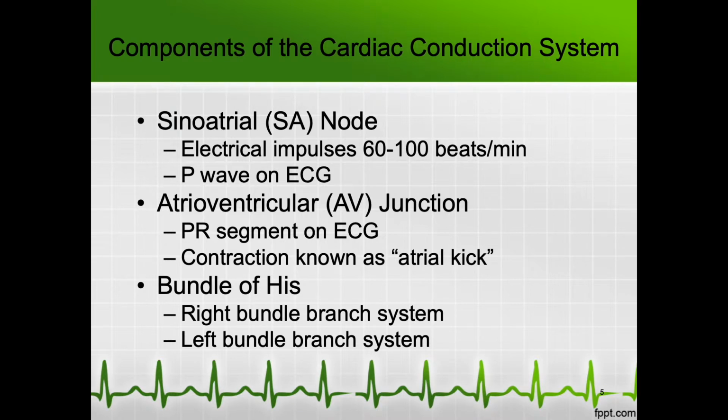The next structure we spoke of was the atrioventricular, or AV, junction. This is represented by the PR segment on the EKG, and because it delays the impulse between the atria and the ventricles, it allows for the ventricles to fill up just a little bit more. We call this atrial kick. And then the bundle of His, divided into the right and left bundle branch system, which allow for rapid innervation, that is, conduction of electricity into the ventricles.